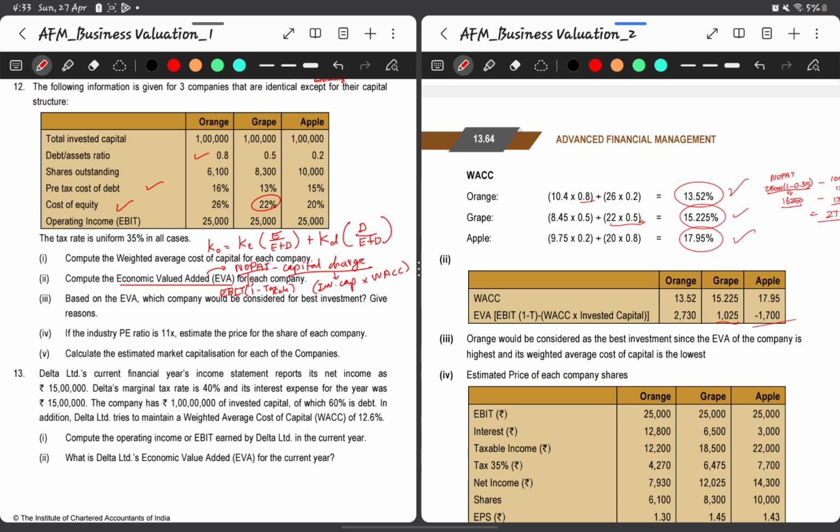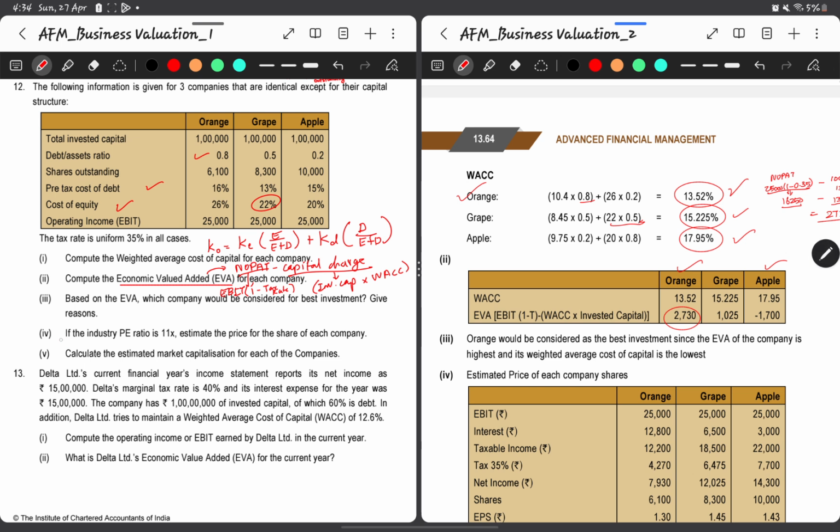So the third requirement is, based on the EVA, which company would be considered for best investment? Give reasons. As we can clearly see, Orange company has EVA of 2,730, and the overall cost of capital is also less in case of Orange, which gives another advantage. So obviously, Orange will be considered as the best investment. And the worst investment will obviously be Apple, because it's giving a negative EVA. The operating value itself is negative, so it is not suggestible to invest in the company.